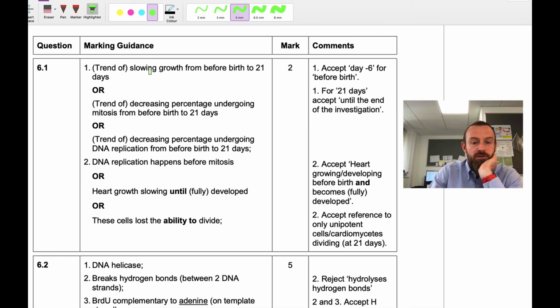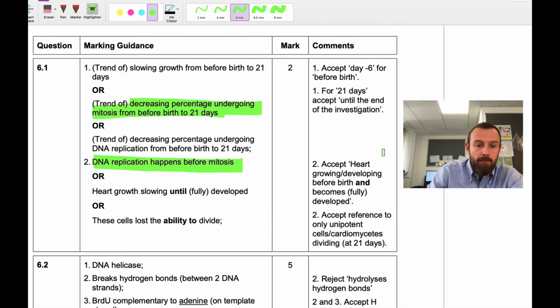Okay, the trend of slowing growth or trend of decreasing percentage. Yeah, okay, so that's the describe. You could have also talked about the DNA replication. It's the same mark point. And then the explain bit is this second mark point. The DNA replication has to happen before mitosis. You could have talked about potency. The cells have lost the ability to divide. So heart stem cells becoming more differentiated. Could have talked about that as well. All right, let's move on.